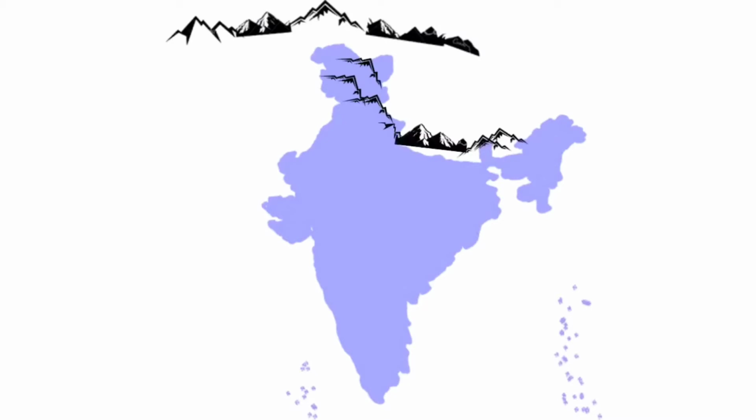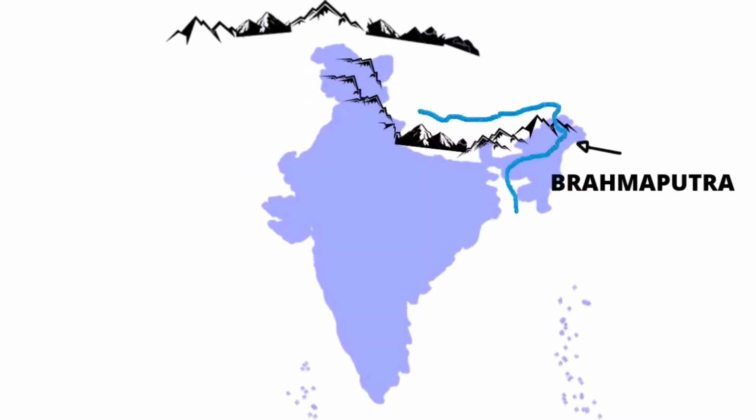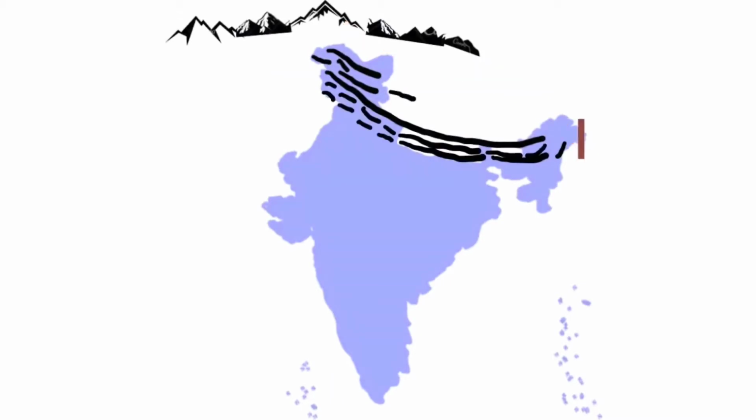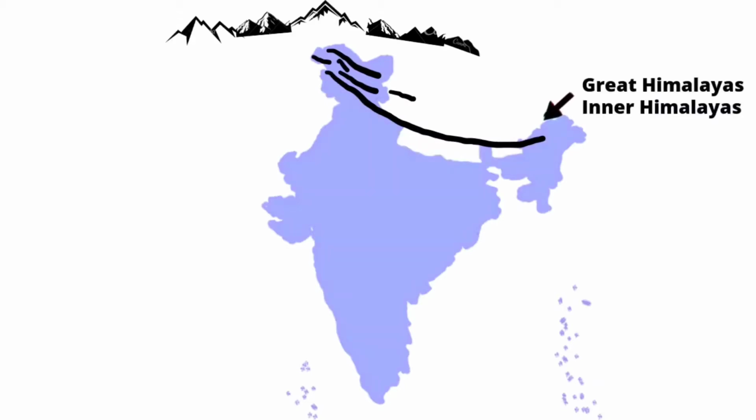This mountain range extends from west to east, from the Indus to the Brahmaputra. The Himalayan range covers 2400 kilometers, and its width is 150 kilometers in the west. And if you see the eastern side, it is 400 kilometers in width.